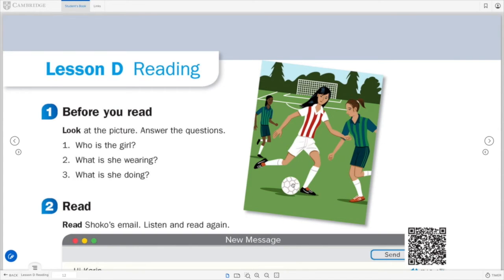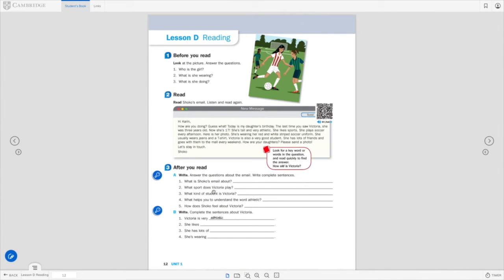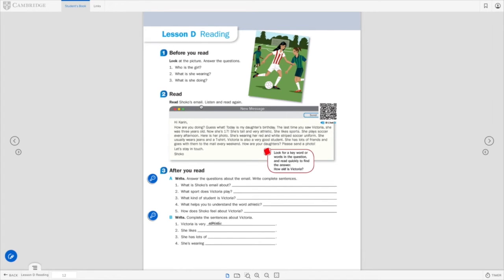And we know that because we see a soccer ball and we see other players on the field. We see the goal here. And that's how we know, what is she doing? She's playing soccer. So we have a lot of information just from looking at this picture that goes along with the passage that we are going to be reading. This is the email.